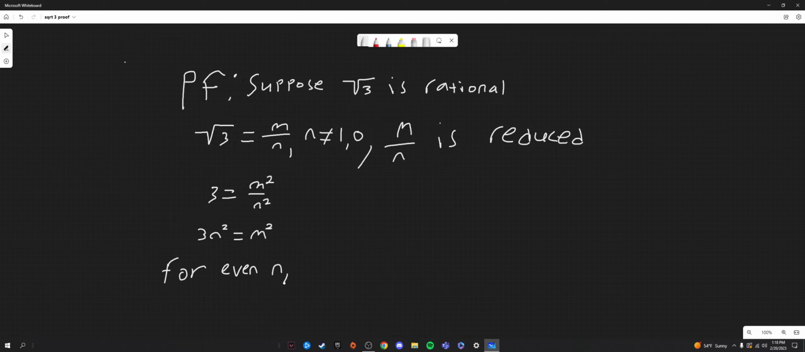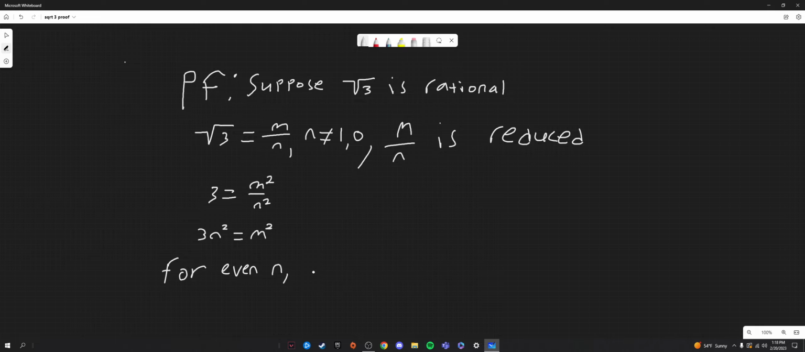For even n, let's think about a couple of examples. For instance, if we plug in 2 for n, we get 4 times 3, which is 12, which is good. 12 is an even number. So for even n, n squared will result in another even. We're just multiplying two evens. For instance, 2 squared is just adding 2 plus 2.